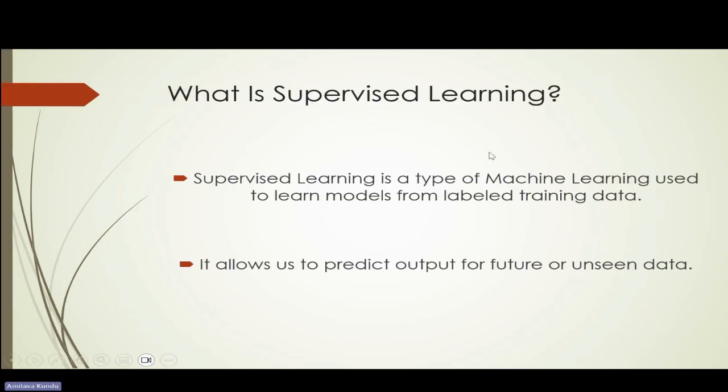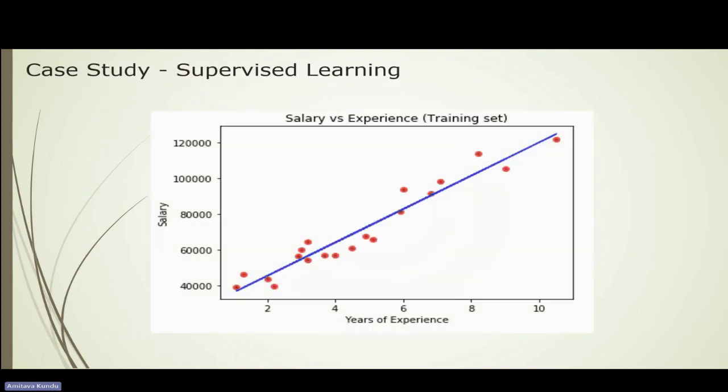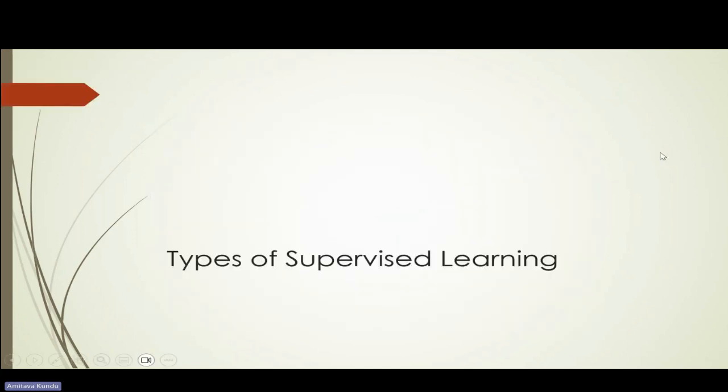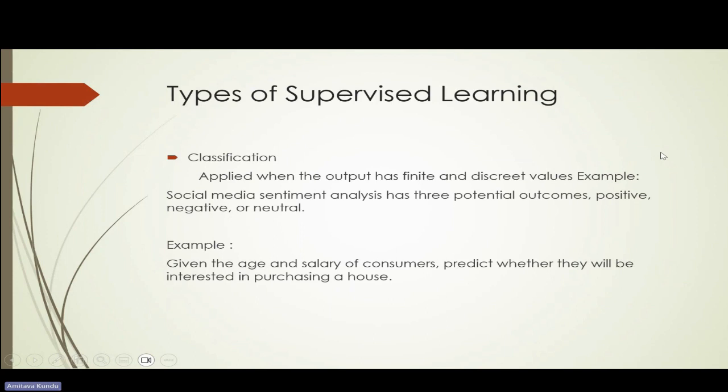So supervised learning is a type of machine learning used to learn models from labeled training data. It allows us to predict output for future or unseen data. So this is one example of supervised learning. Now, supervised learning is divided into two categories. One is called classification.